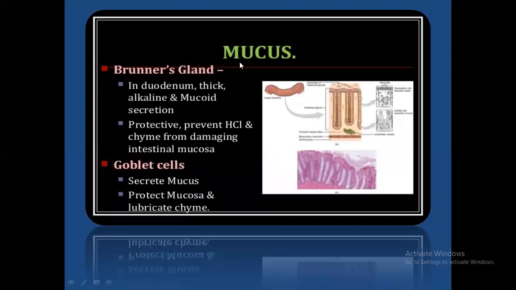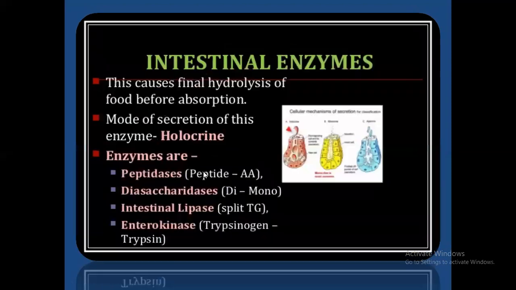Next, I already told mucus is produced from the Brunner glands and goblet cells. Brunner glands are producing the mucus and goblet cells are also producing the mucus. Some enzymes which are present in the intestinal juice, those we call intestinal enzymes. These cause final hydrolysis of food before absorption. So the final digestion is happening in the small intestine only. After the small intestine, no further digestion takes place. In the small intestine, complete digestion takes place and absorption also takes place there.